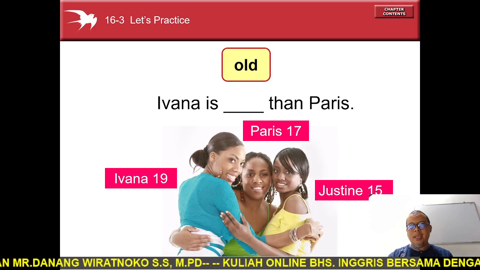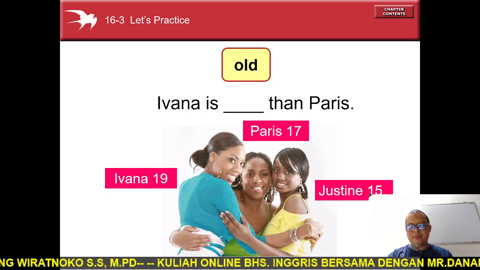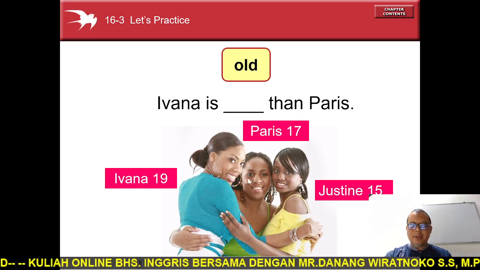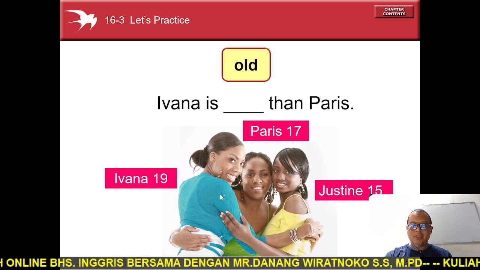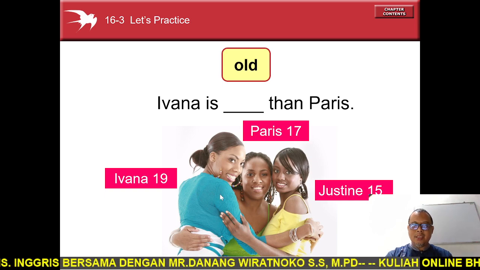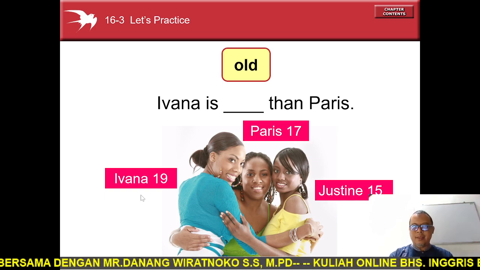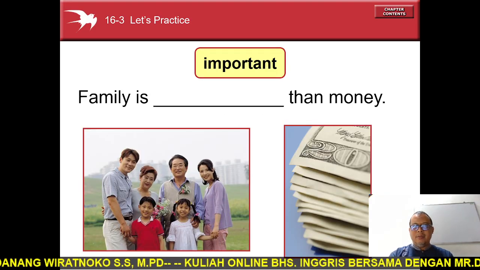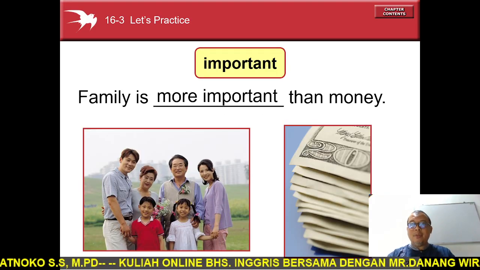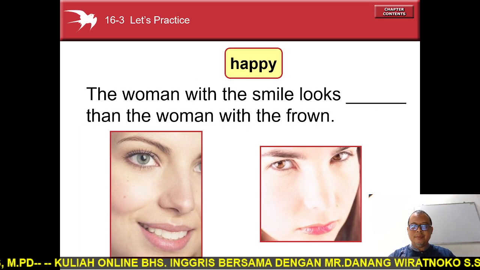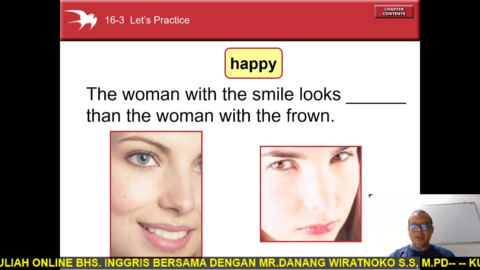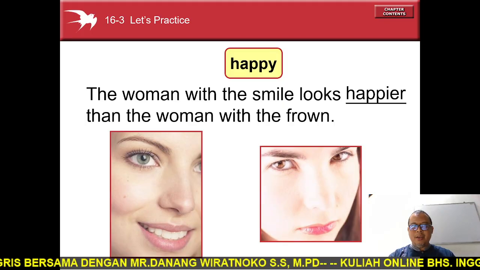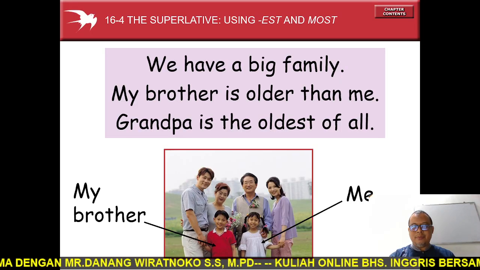Okay, Ivana is older than Paris. Where's Ivana? Okay, this one is Ivana. And this one is Paris. Which one is older? I think it is Ivana, yeah. Ivana is older than Paris. Family is more important than money. The two women with the smile look happier than the woman with a frown.